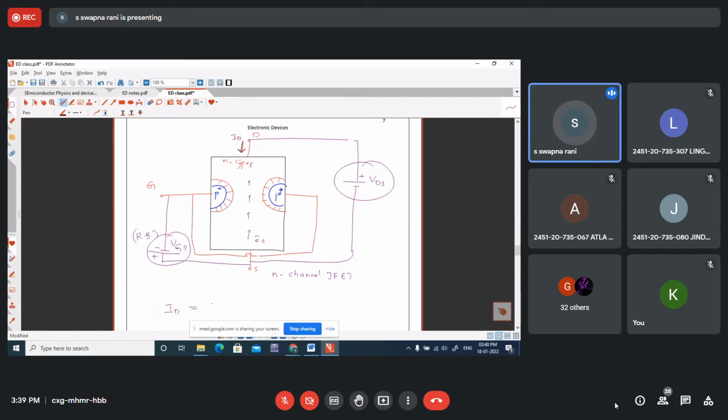And if you observe, drain current will be controlled by two voltages, VDS and VGS. How do they control the drain current? Just as an example, suppose I increase the reverse bias voltage VGS, what will happen? Whenever reverse bias voltage increases, depletion width across the junction increases. So the width of the depletion regions increases when you increase VGS. If depletion width increases, then the channel width is going to change.